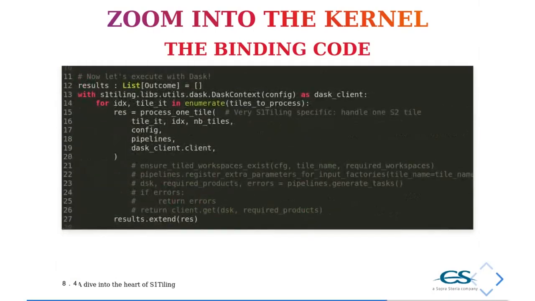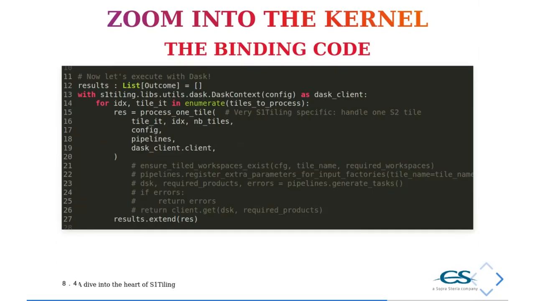And then I define a Dask context, and in this Dask context, I will process over all my tiles. Okay, processing over a tile is very Sentinel-1 specific. It's very S1Tiling specific, but internally, it's simple. I'm starting by creating all the directories that are required for the product generation. Then I'll register extra parameters for my input factory. This is where I'll register the current tile name that will be reused.